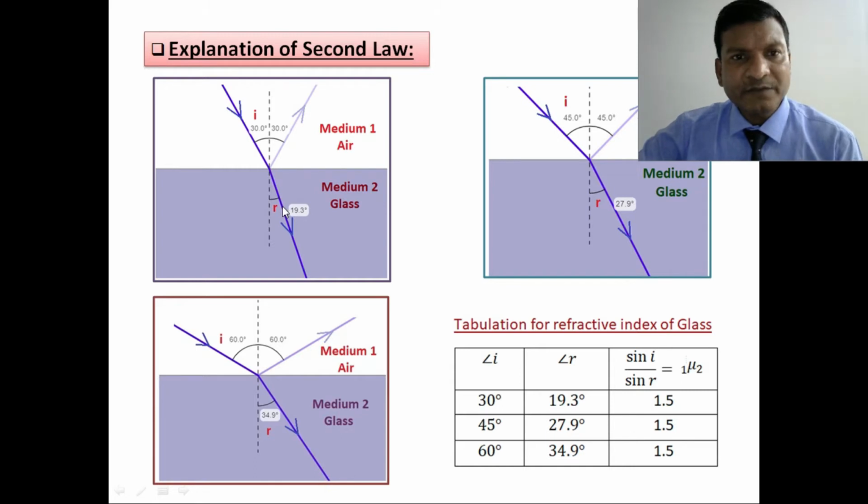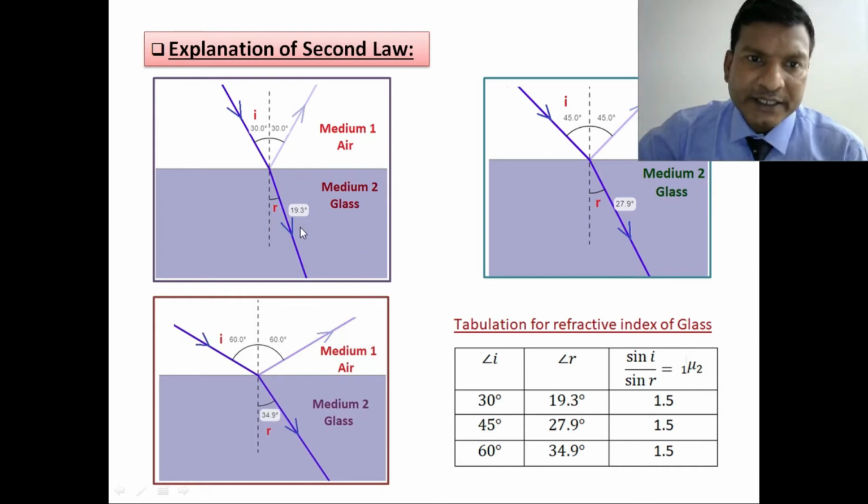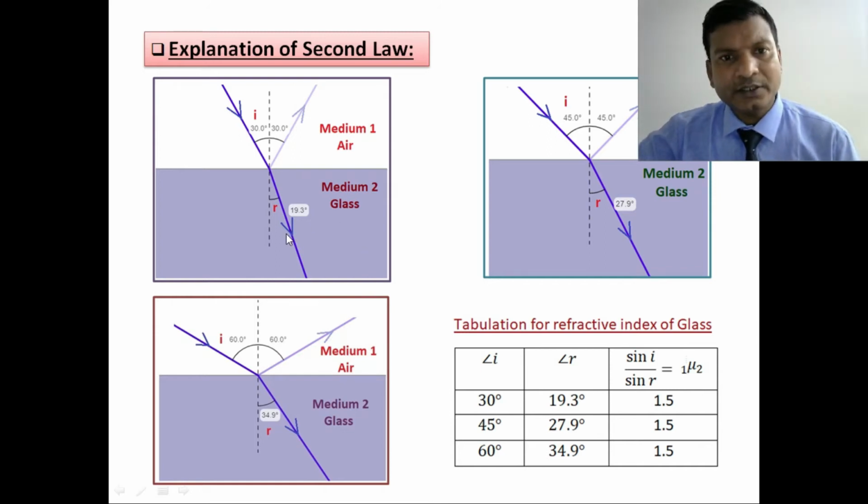Now when the ray of light comes from rarer to denser medium, how is it moving? It is bending towards the normal, that I have told you before. Suppose the ray comes from glass to air, then what will happen? In that situation, the ray of light will not bend towards the normal. Rather, the ray of light is bending away from the normal.